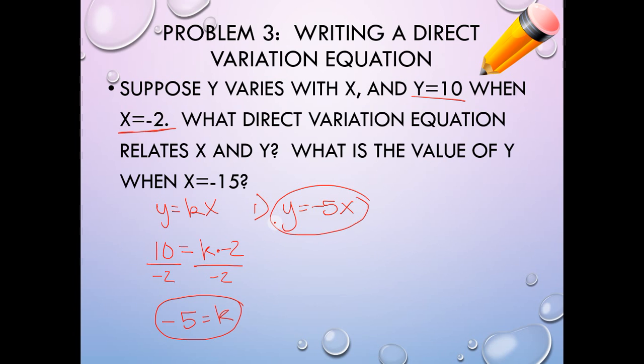For the first part. Now, just like last time, they want to know what is the value of y when x equals negative 15. So I'm going to take that negative 15 and put it in for x. So I have y equals negative 5 times negative 15. So negative 5 times a negative 15 is going to give me a positive, and 5 times 15 is 75. So I know y must be 75 at that point.